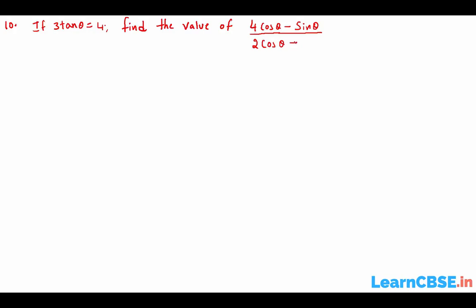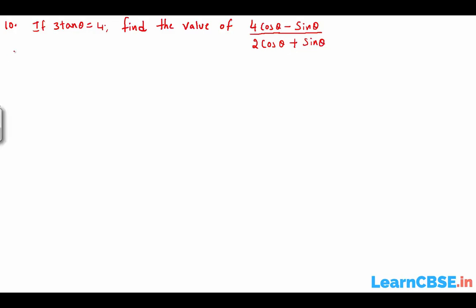Let me write the question. If 3 tan theta equals 4, find the value of 4 cos theta minus sin theta, whole divided by 2 cos theta plus sin theta.